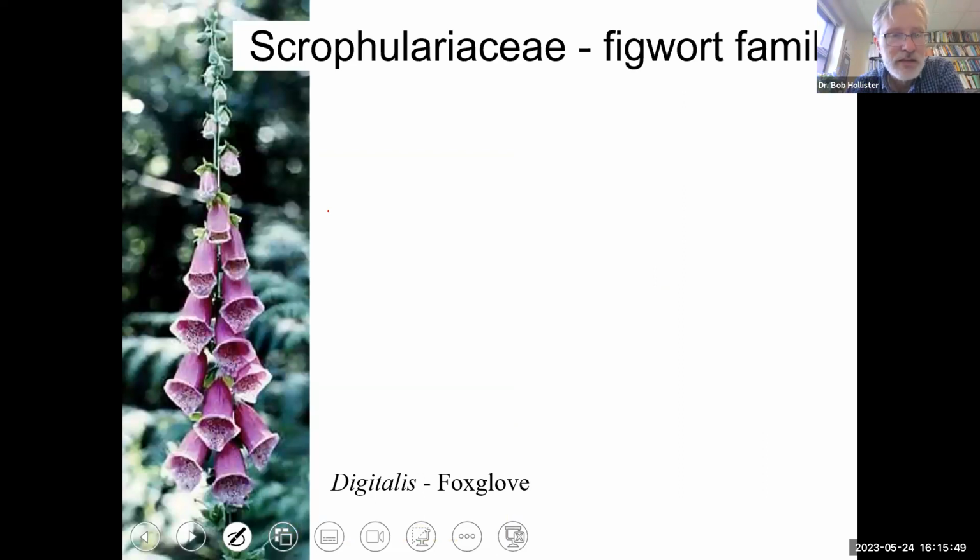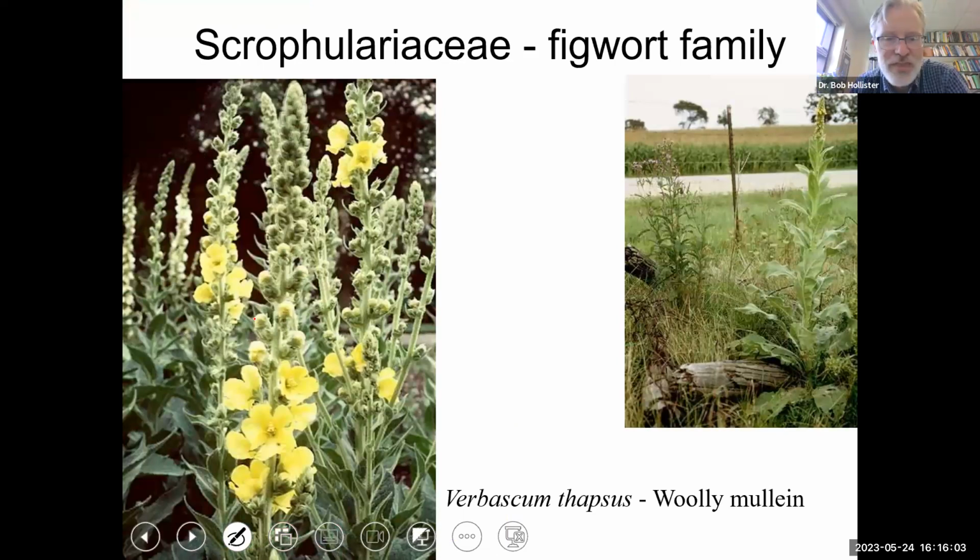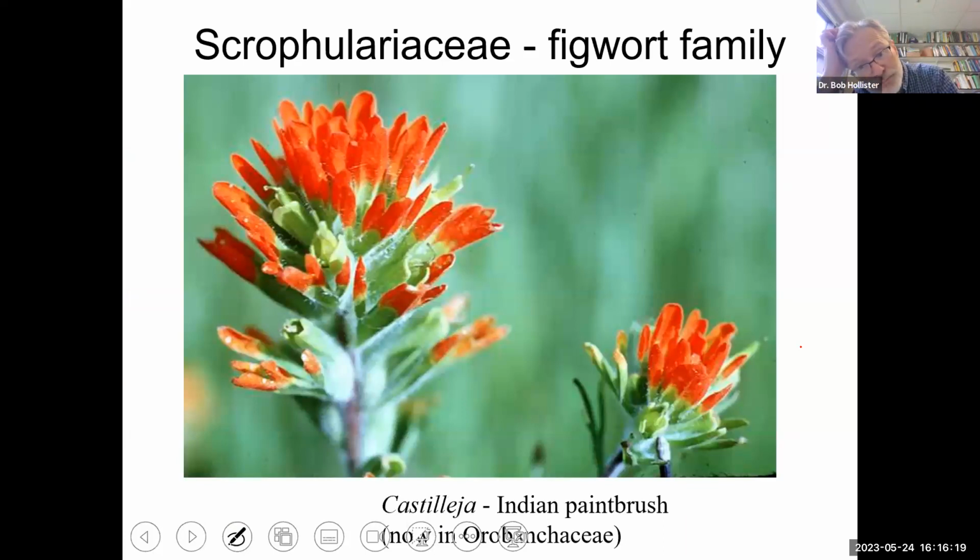Foxglove is the old family anyhow. And so they're these fused petals. They're not the 2-lipped in the same sense, but it is a member of the family. They don't all have the 2-lipped, so good member of the family. This one's easier to know just by the leaves, the fuzzy leaves. Indian paintbrush is kind of a famous one. So again, it's a big family, quite diverse, and it's been split into multiple families now.